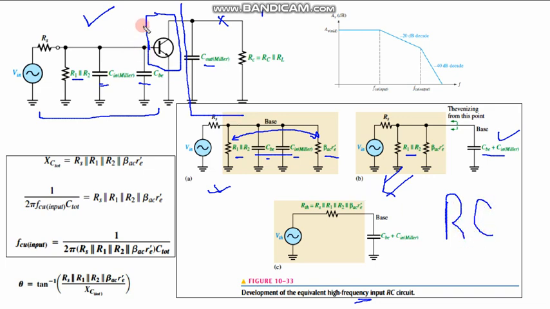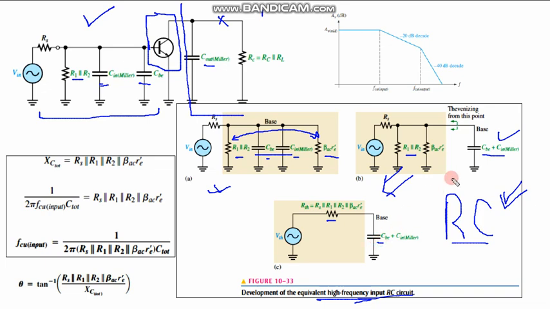Remember, at the input. We are not talking about the output, because for the output we have to repeat the same analysis, so we are not going to take this for the time being. We are only concerned with the input. So this is the equivalent RC circuit at the input, the equivalent high frequency input RC circuit. So you have R and you have C.